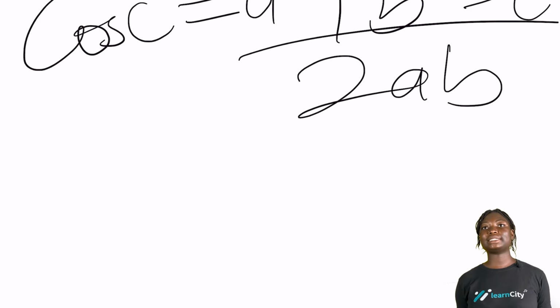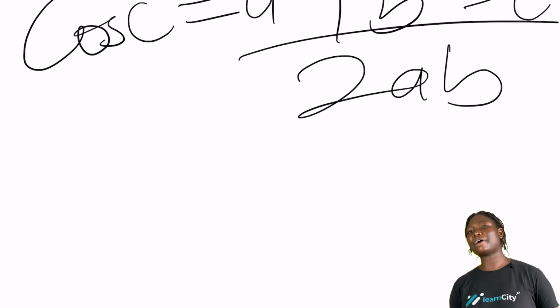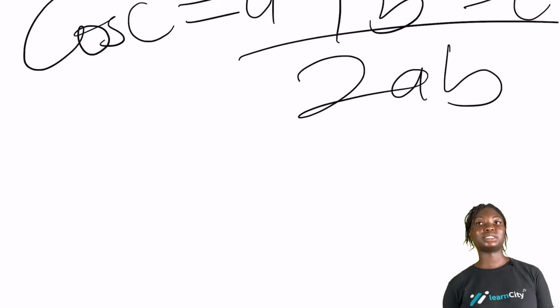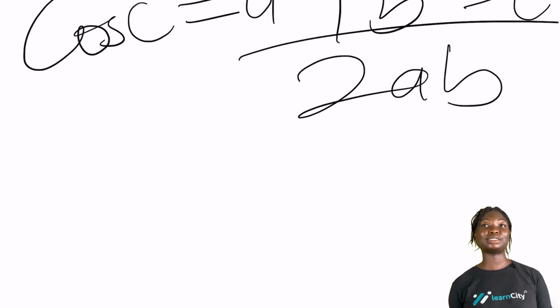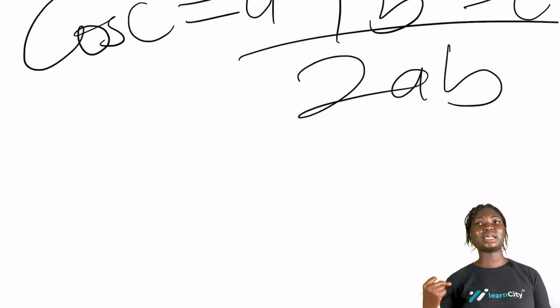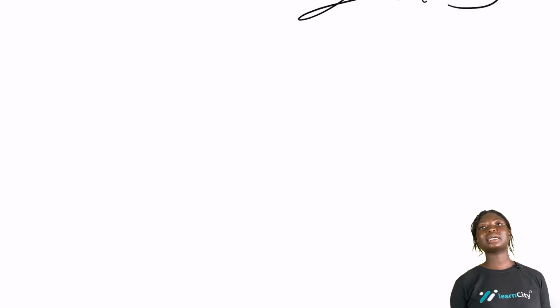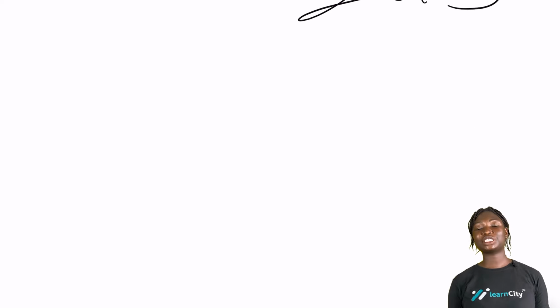So now that is our cosine rule. Cos A is B squared plus C squared minus A squared over 2BC, cos B is A squared plus C squared minus B squared over 2AC, and cos C is A squared plus B squared minus C squared over 2AB. And we will also solve examples using our cosine rule. Now the first example says find AB in the figure below.